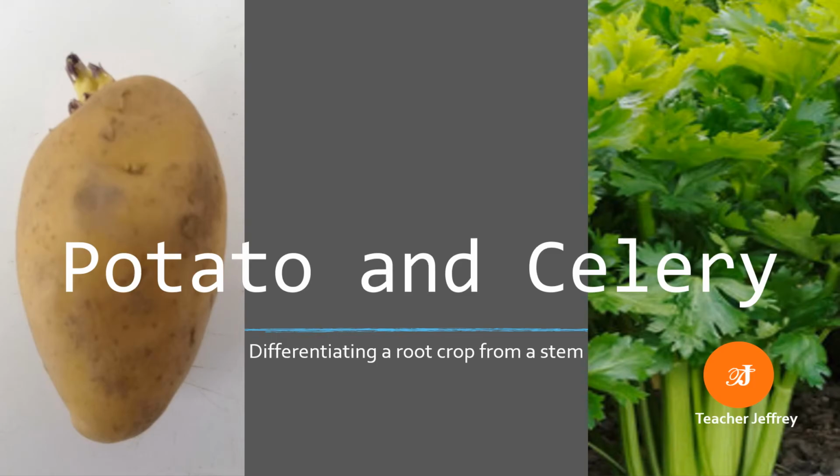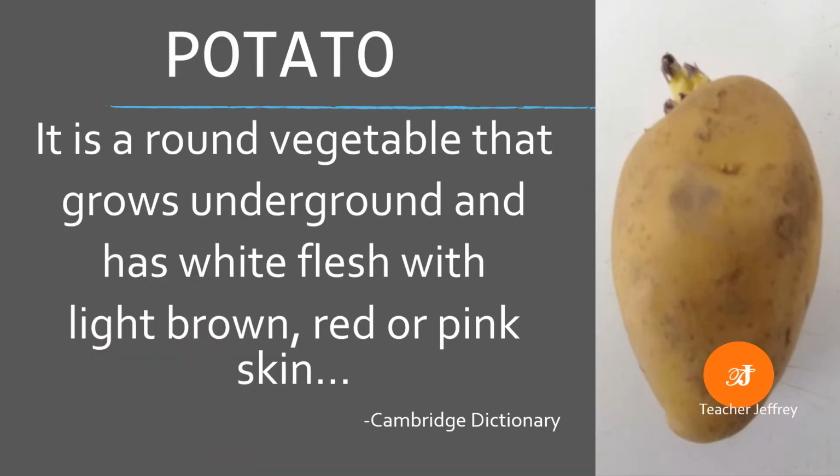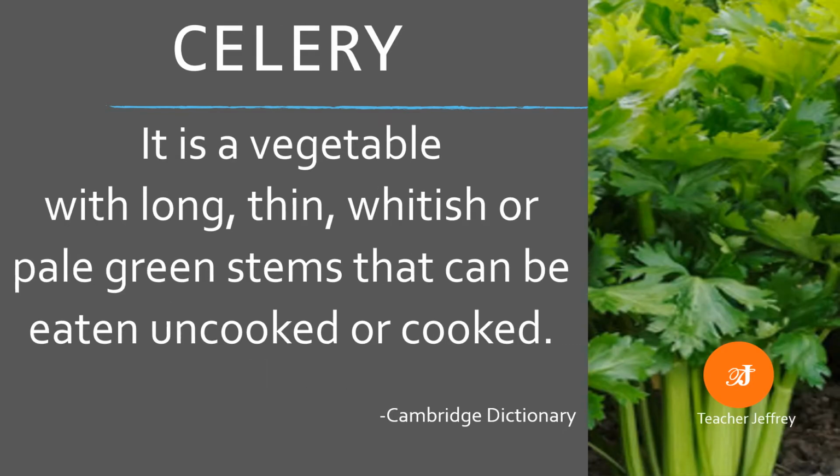Potato and celery. Potato is a round vegetable that grows underground and has white flesh with light brown, red, or pink skin, according to the Cambridge Dictionary. It also describes the celery as a vegetable with long, thin, whitish, or pale green stems that can be eaten uncooked or cooked.